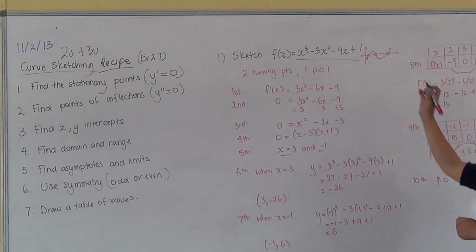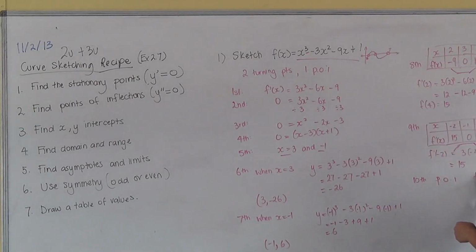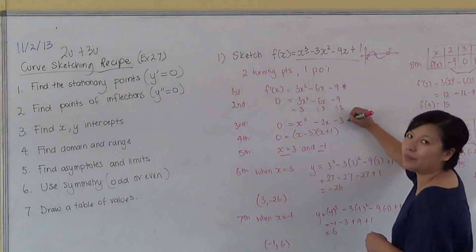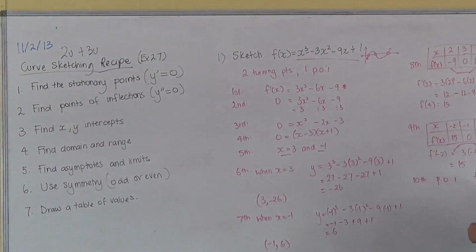So go back to your first derivative and derive it again. Make sure you're deriving this one, not the simplified one. Original, not simplified. So the second derivative is going to be 6x minus 6.